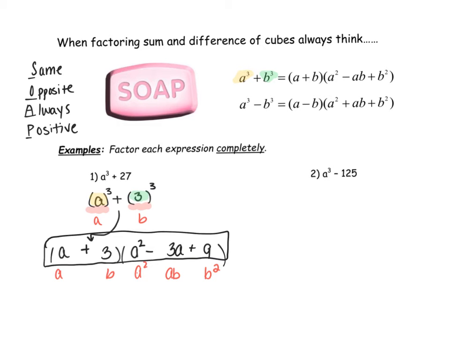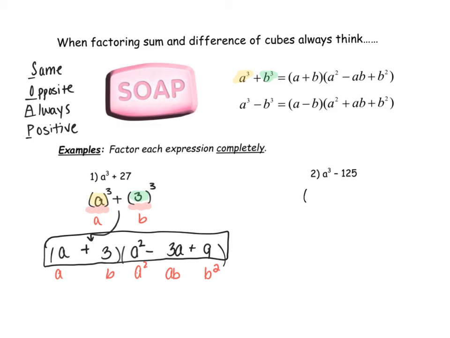Now, for the second example, notice that it's a difference of two perfect cubes. And notice in the formulas, A, B, A squared, AB, B squared, the formulas are identical, except the signs are all a little bit switched, and that has a lot to do with SOAP. So let's look at this second example.